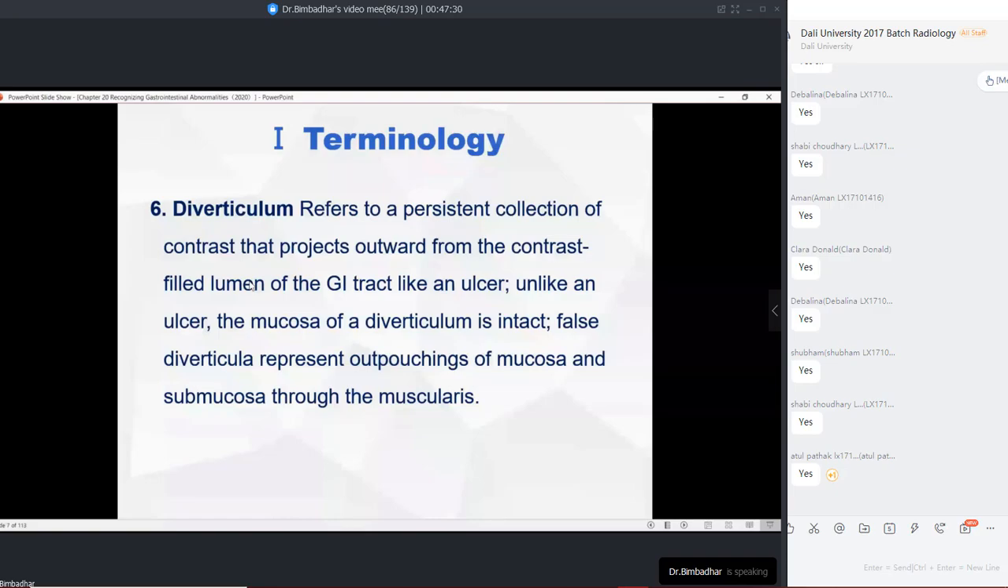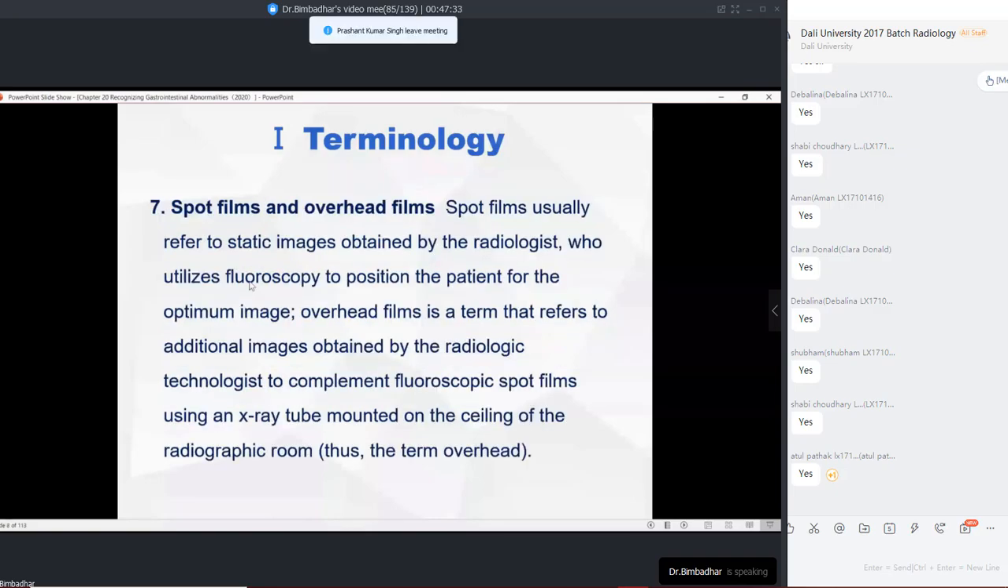Then we have a few things: spot films and overhead films. Spot films usually refer to static images obtained by the radiologist who utilizes the fluoroscopy to position the patient for an optimum image. Overhead films is a term that refers to additional images obtained by the radiologic technician to complement the fluoroscopic spot films, utilizing an X-ray tube mounted on the ceiling of the radiographic room. So something like we are utilizing two different cameras to focus on a single person. It's as simple as that.